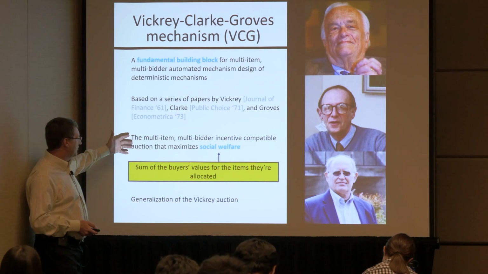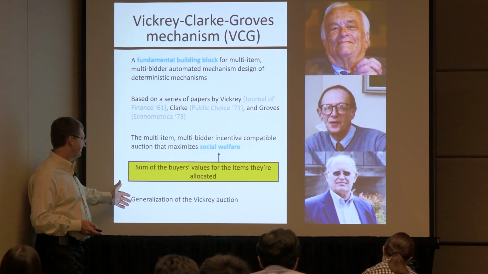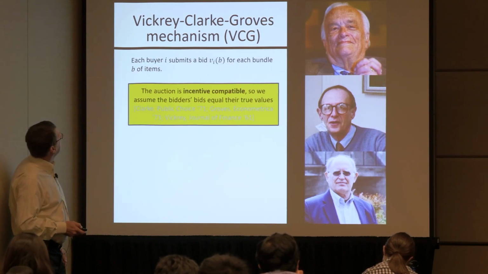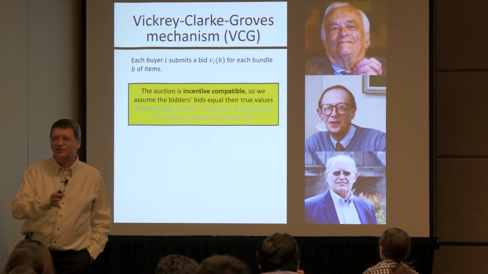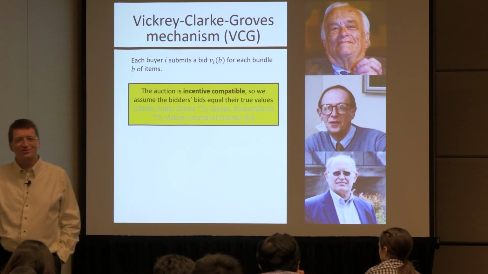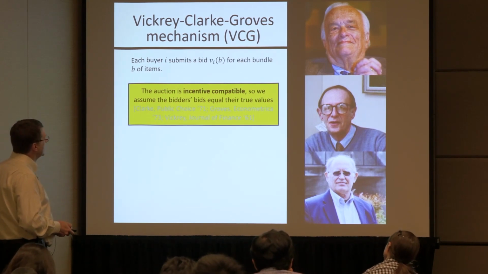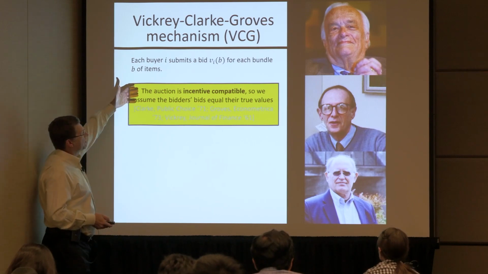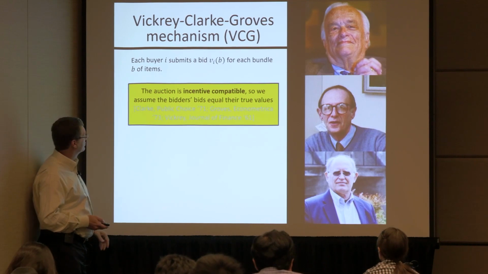They maximize social welfare, which is the sum of the buyers' values for the items that are allocated. And it's a generalization of a Vickrey auction. Each buyer submits a bid for each bundle. If you don't like that, you can look at this whole literature called preference elicitation in combinatorial auctions that you can look at to get less revelation and still get ex-post incentive compatibility. But we're not going to talk about that today. And this auction is going to be incentive compatible, so we can assume that the bidders' bids equal their true values. So there are no common knowledge assumptions or anything like that.